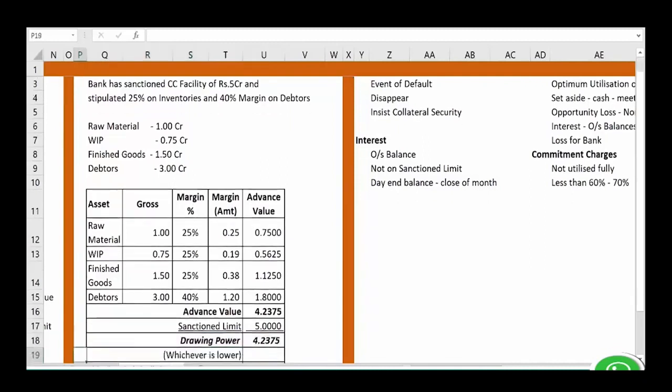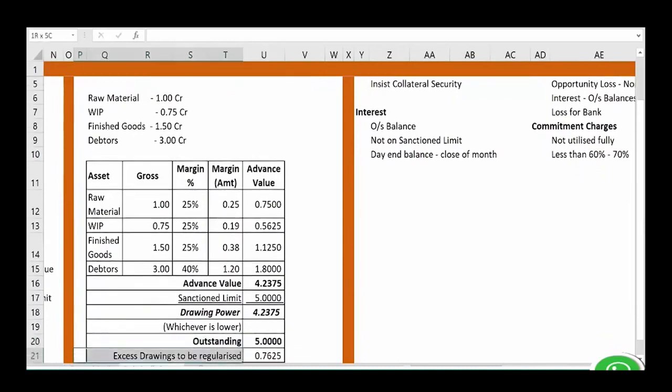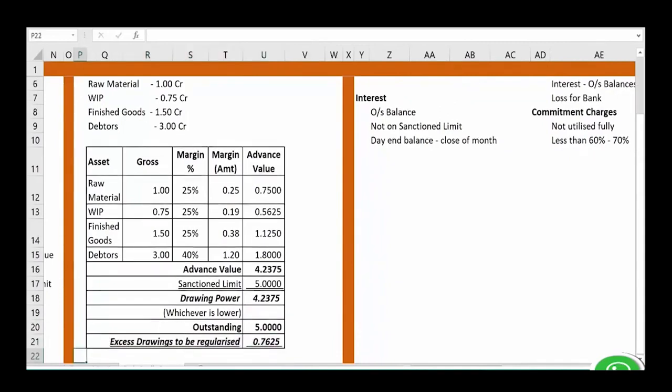Let's say the outstanding in the account is 5 crore. So what is happening now? There is an excess drawing which has to be regularized immediately. Excess drawing 5 crore minus 4.2375 crore, that is 0.7625 crore, has to be regularized immediately.